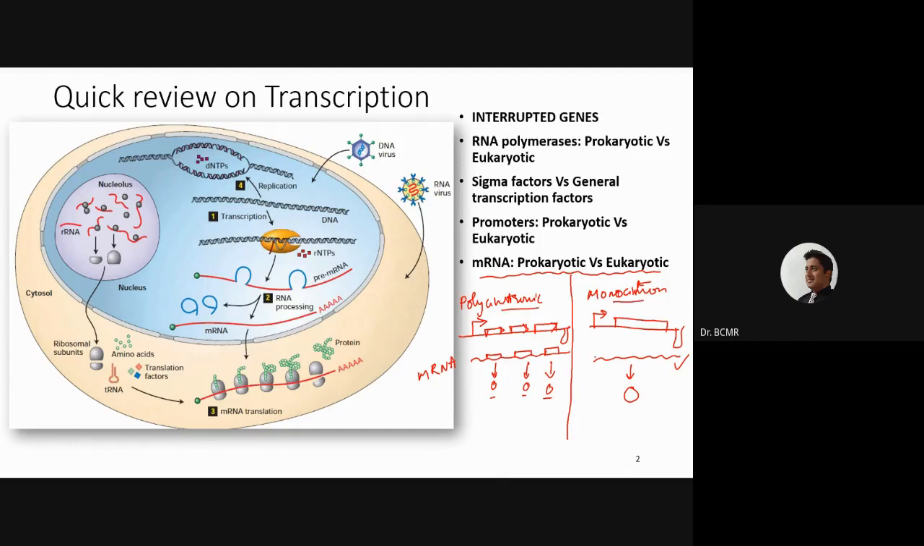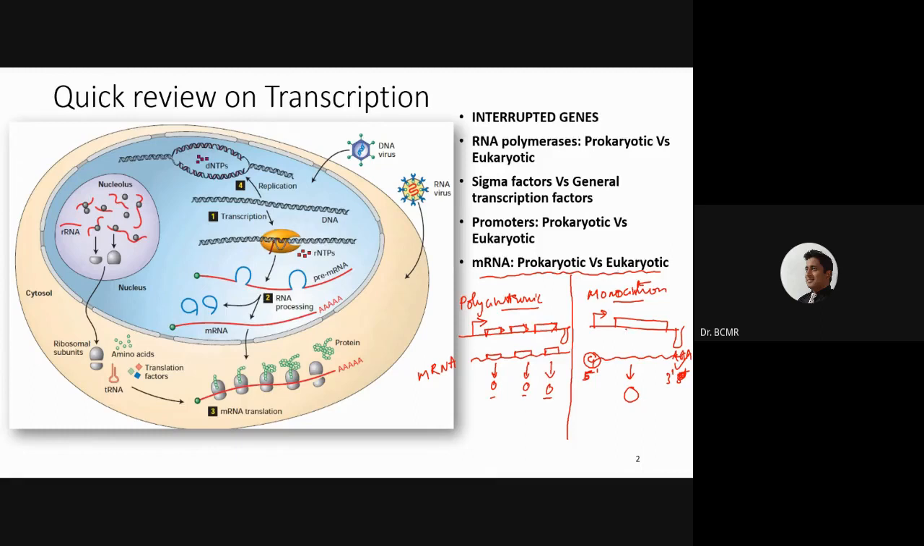And there are also other things. The G cap on the 5' end of the mRNA in eukaryotes, and also you have a poly A tail in the 3' end of the mRNA. So these are some of the differences that you should remember.